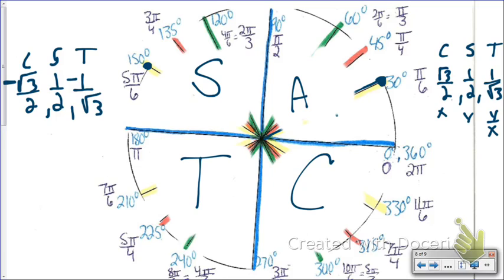So to remember which functions are positive, I use all smarties take calculus. So it goes in that quadrant order. All smarties take calculus. And that's how I remember the order of what's positive in which quadrant. Now, as long as you draw your pictures correctly, you're not going to have a problem because you'll always mark those negatives. So this is a good way to help you double check all those values.